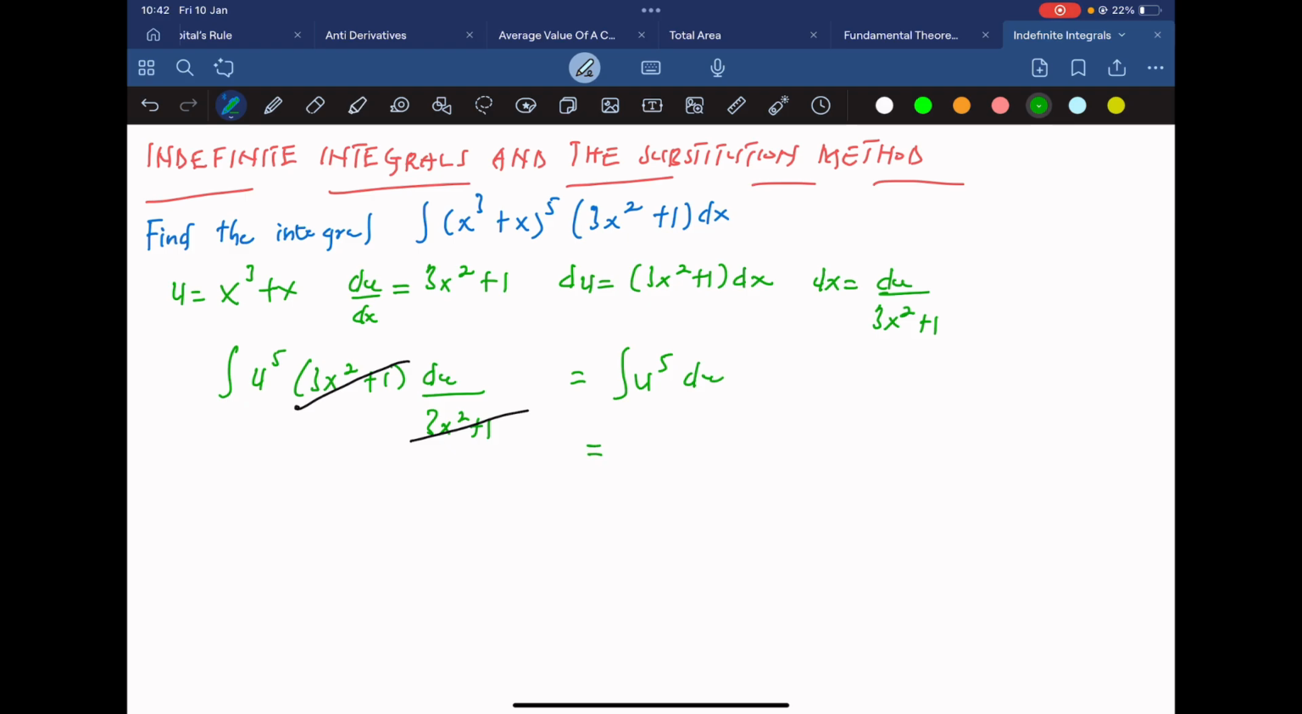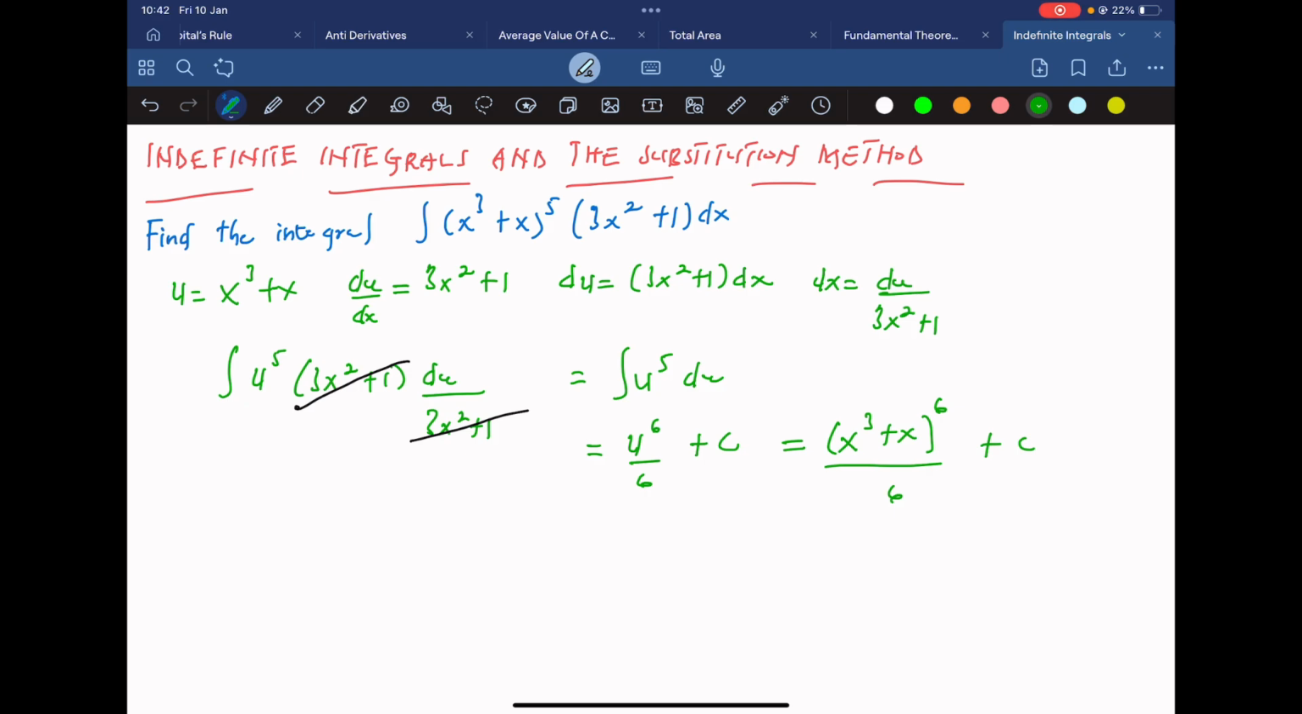If you are integrating a polynomial expression, remember, you always add 1 to the exponent and you divide by it. Then afterwards, since this is an indefinite integral, you have to add your c. But our u was given to be x cubed plus x. So we have x cubed plus x all to the exponent of 6 over 6 plus c. And this is your answer for the question.